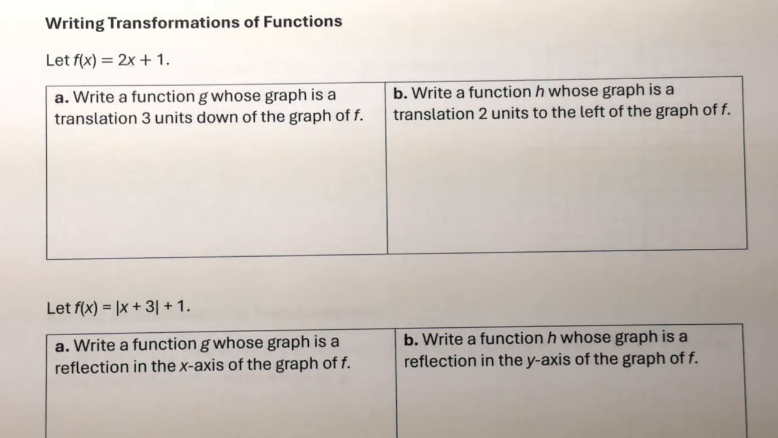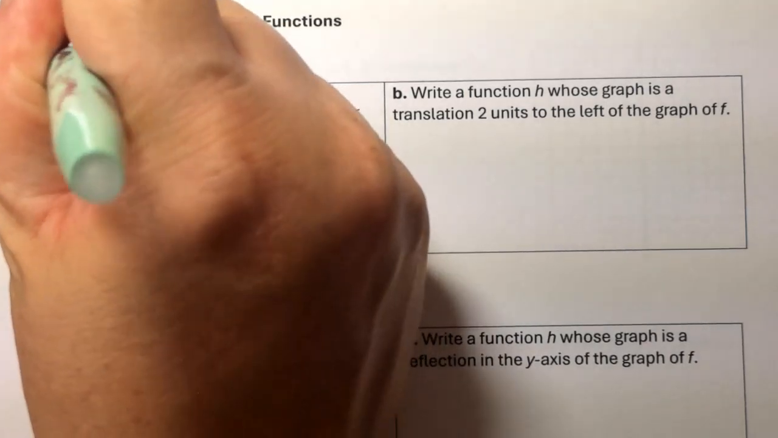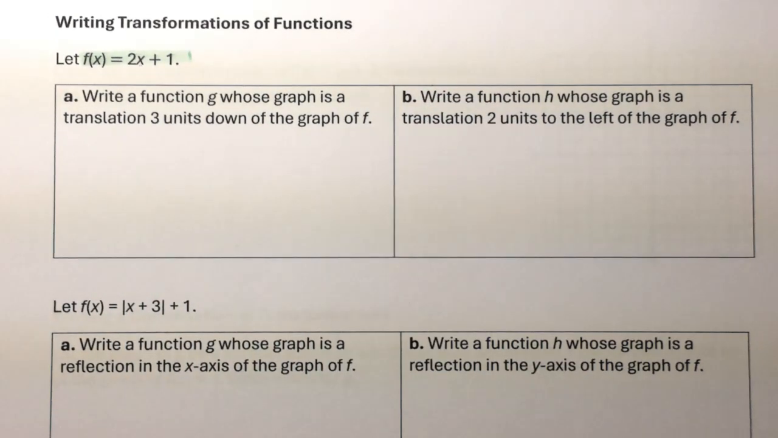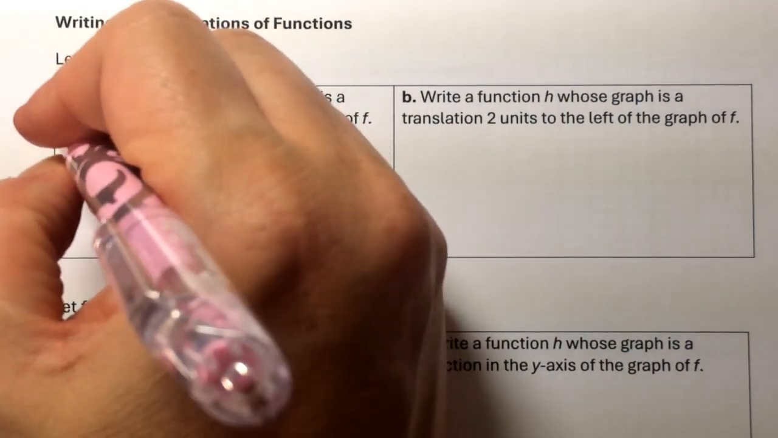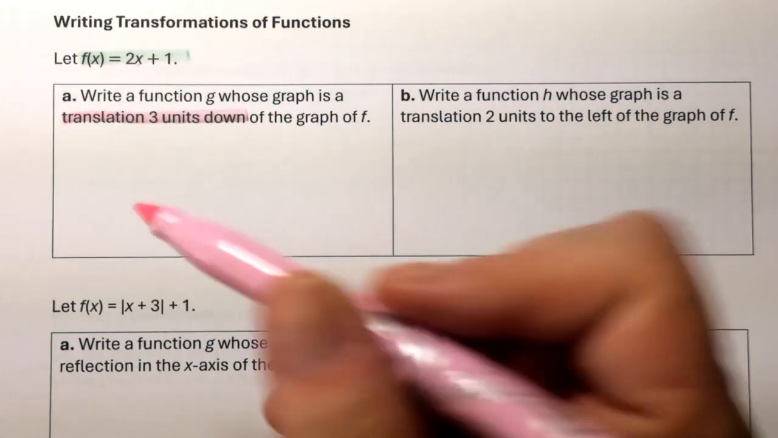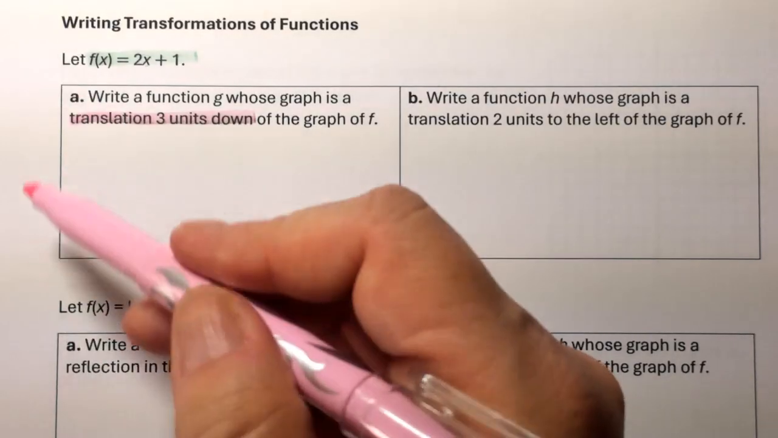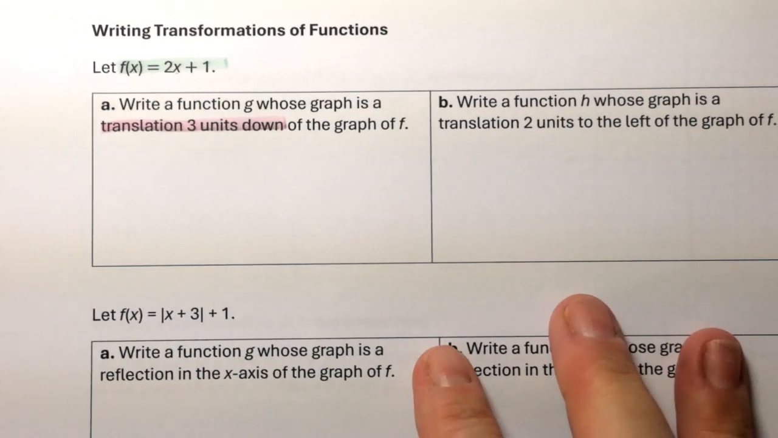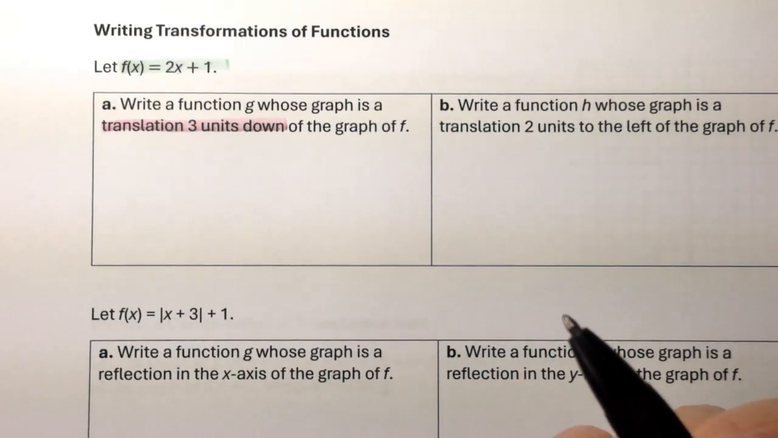Okay, so we are using this function right here. f of x is equal to 2x plus 1. We are using that to do both a and b. So we're going to write a function g whose graph is a translation 3 units down. So we're translating 3 units down. If we're moving up and down, we know that that is the y-axis. So that means that it affects the function.